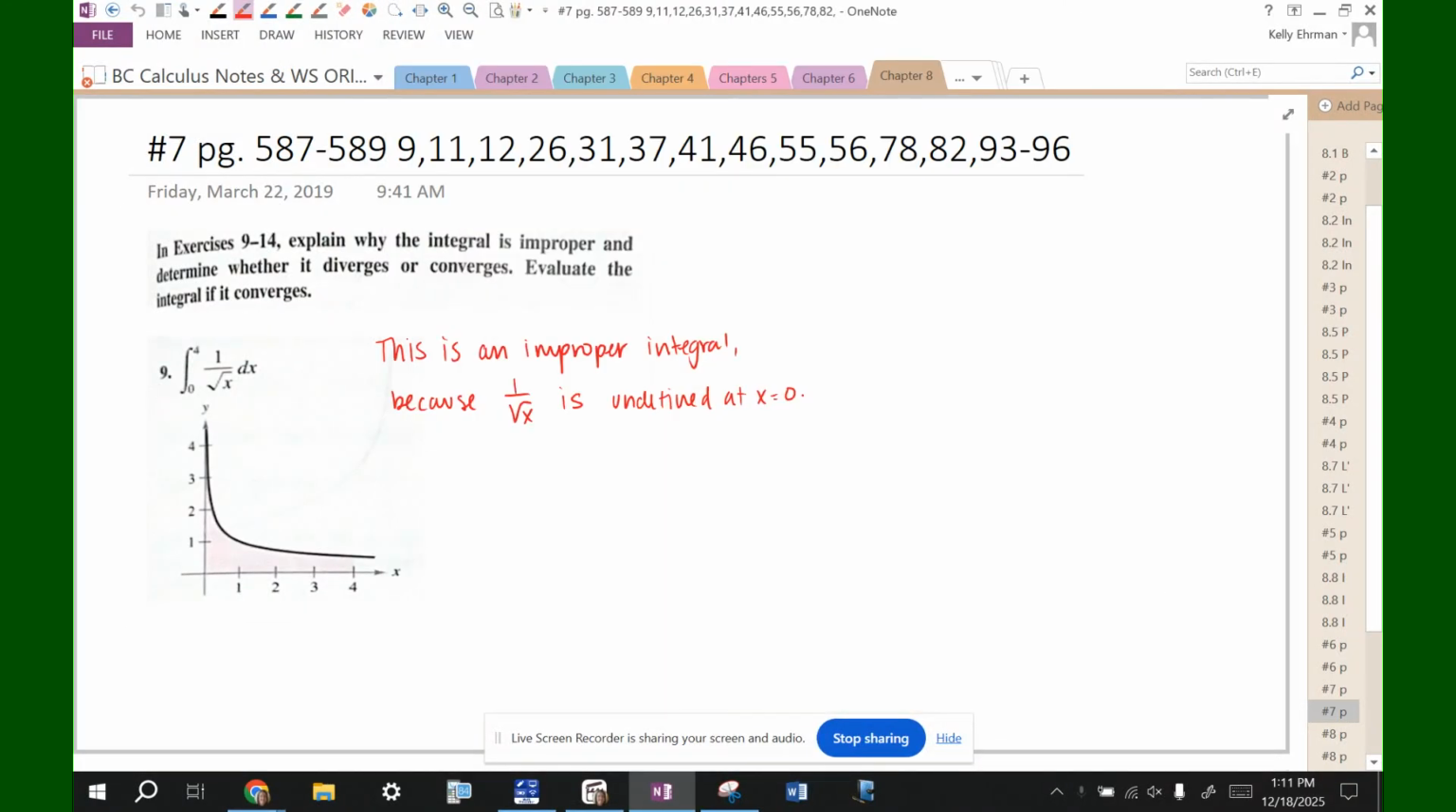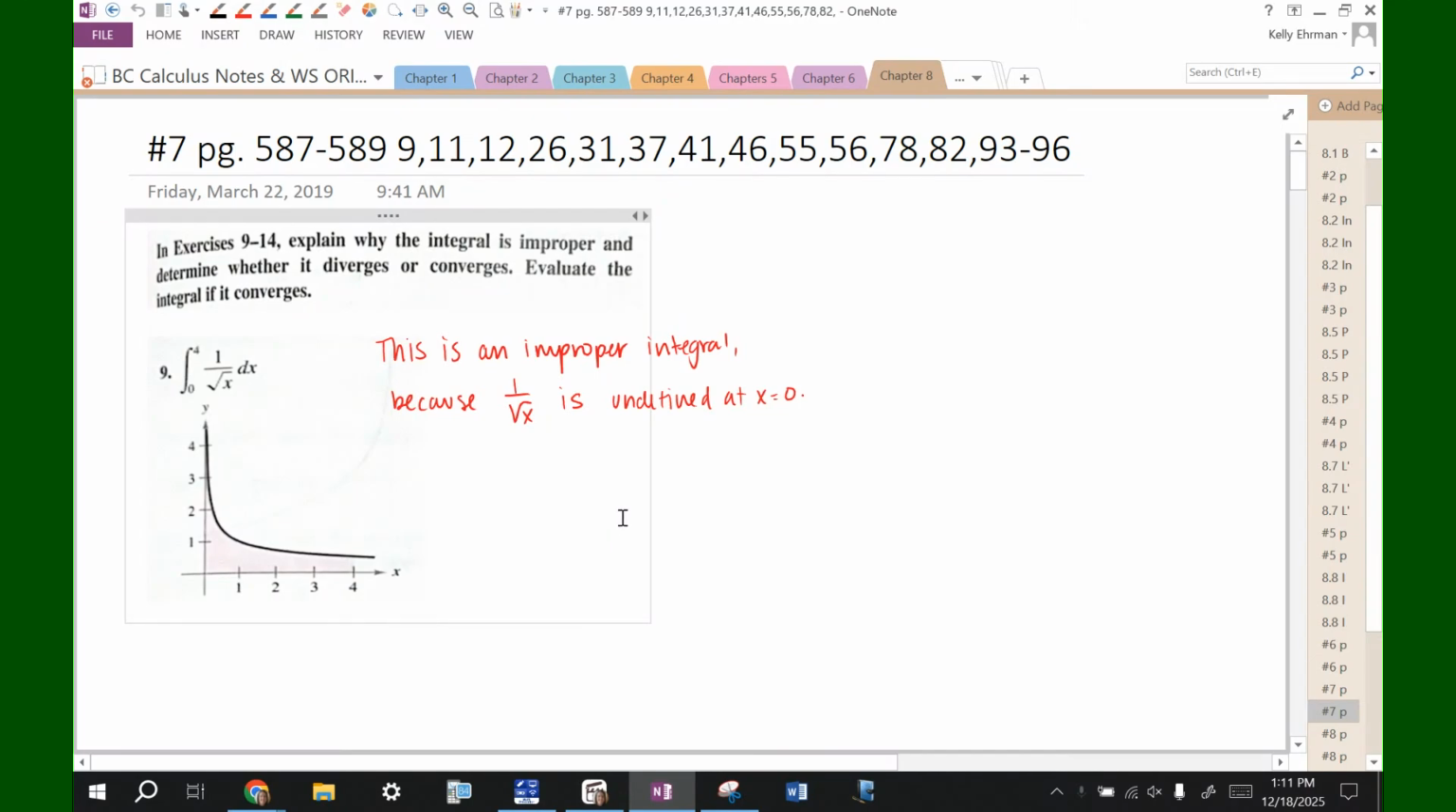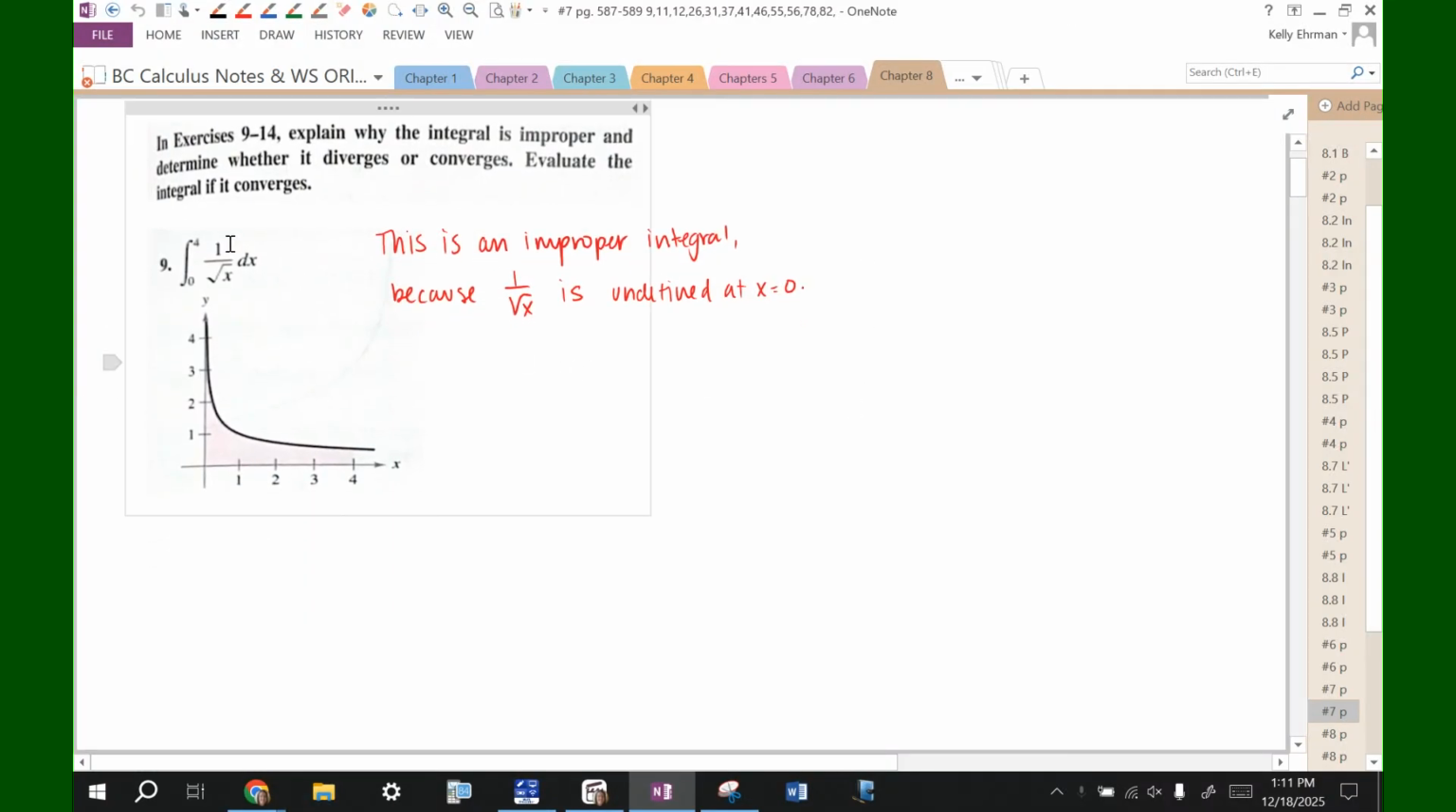All right, this is assignment number 7, and it's kind of a long one, so let's just get right down to it. First problem, explain why the integral is improper and determine whether it diverges or converges. Evaluate the integral if it converges. So this is an improper integral. I didn't erase this part because 1 over radical x is undefined at x equals 0.